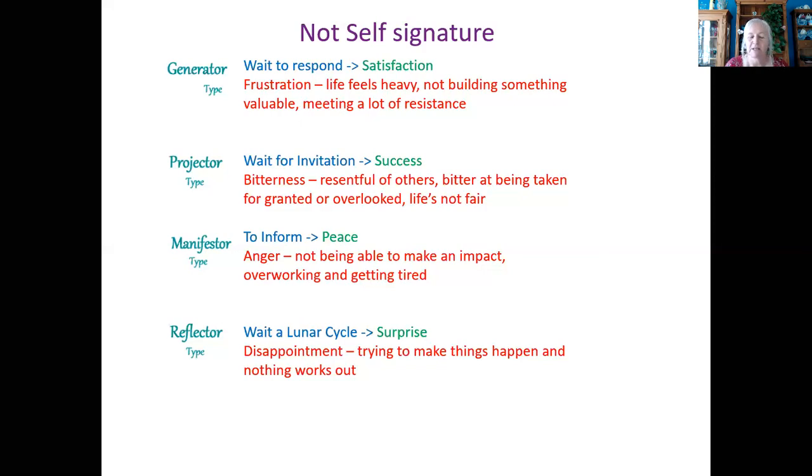So for the manifester, if you inform people, you get this signature of peace. If you're not informing, then you get anger, and that's because you're not being able to make the impact that you know you can make. Maybe overworking and getting tired, or your energy is not being released in the right places at the right times in the right way. So there can be a huge amount of anger coming out of a manifestor. It's very, very powerful anger.